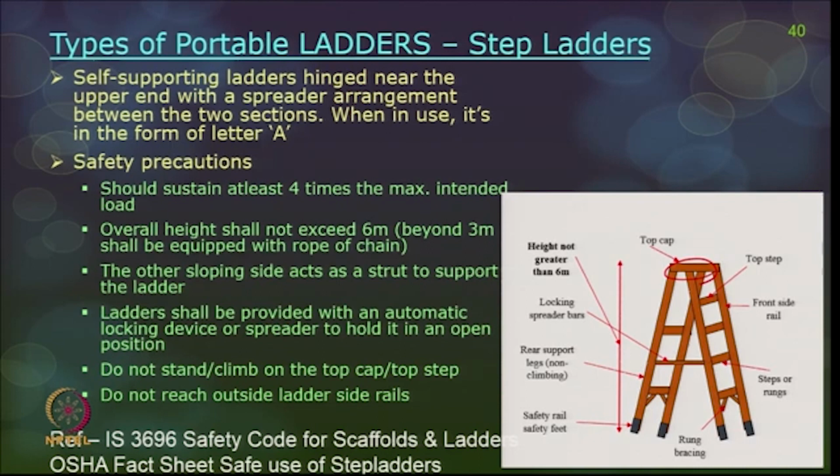To support the ladder, the overall height should not exceed 6 meters, and above 3 meters, there should be a proper chain and support for the ladder in order to prevent movement or tipping of the ladder. Ladders shall be provided with an automatic locking device or spreader to hold in the same open position, and whenever the ladder is in use, it should be in the full open position with the proper lock so that the ladder is not getting closed. When the ladder is closing and not in the full open position, it can have a tipping hazard.